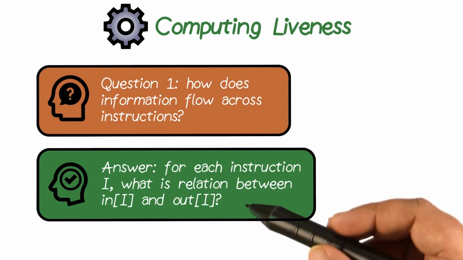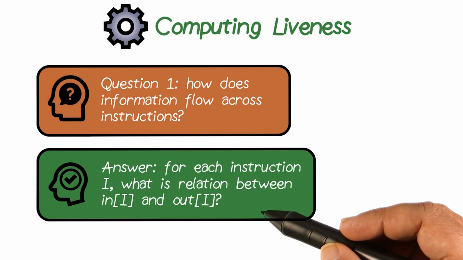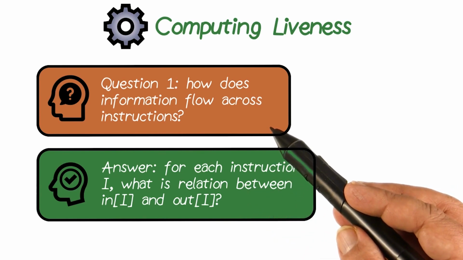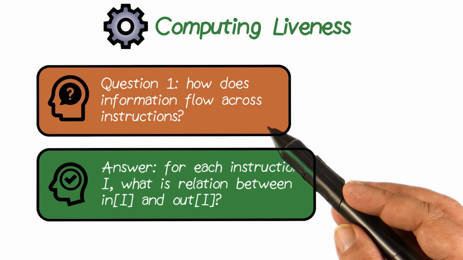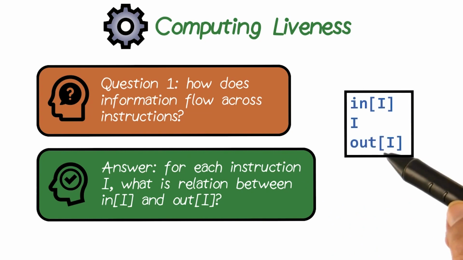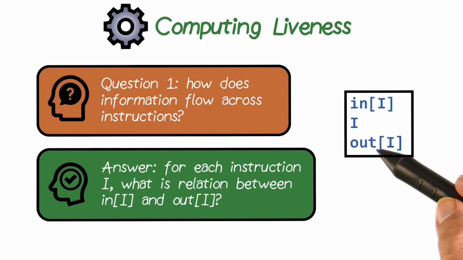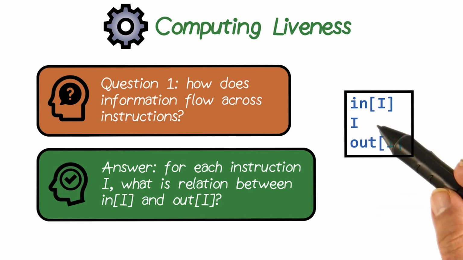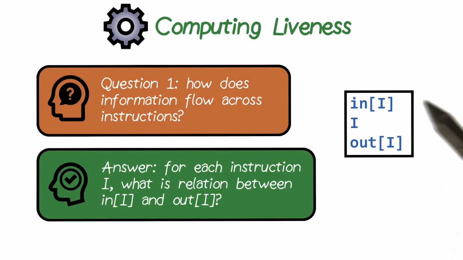So if we find these sets and a relationship between these sets, we'll be able to answer the question of finding out what is live before this instruction and what is live after this instruction. So here are those two sets that we are showing. We'll be able to find the set of variables that are live after this instruction, and then we'll be able to find the set of variables that are live before this instruction.